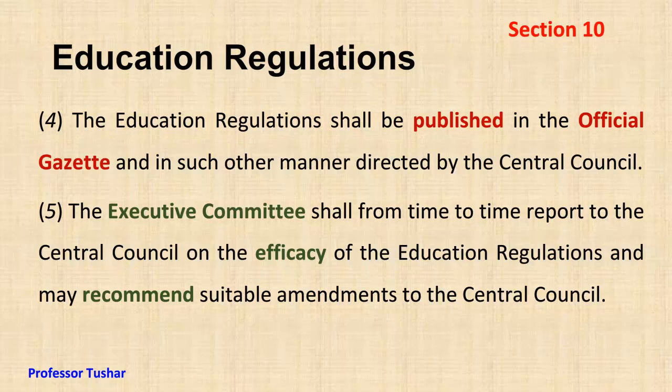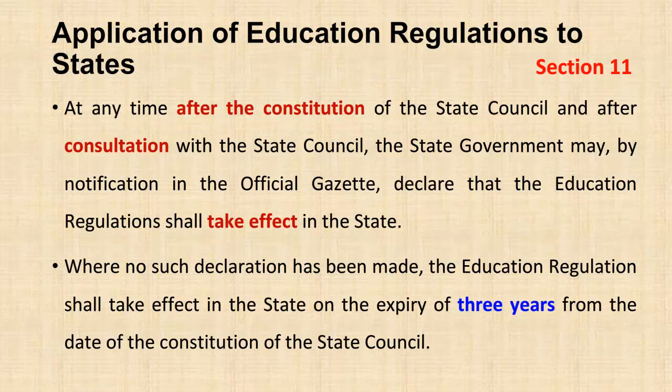The education regulations shall be published in the Official Gazette and in such other manner as directed by the Central Council. The Executive Committee shall from time to time report to the Central Council on the efficacy of the education regulations and may recommend suitable amendments to the Central Council. Application of education regulations to states.